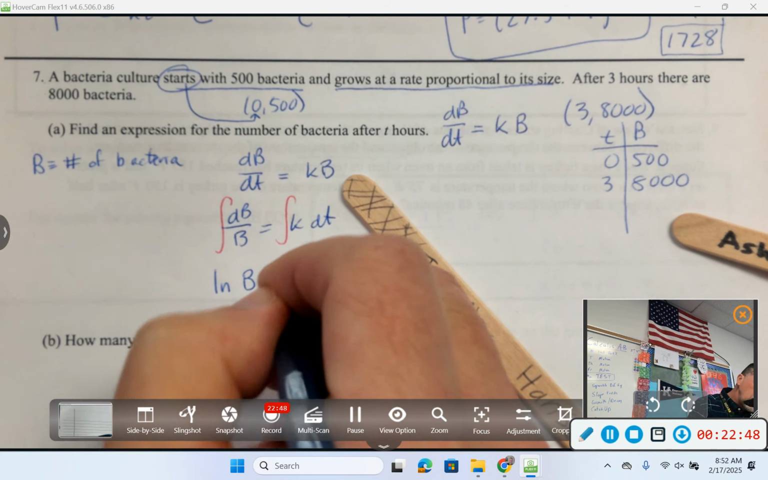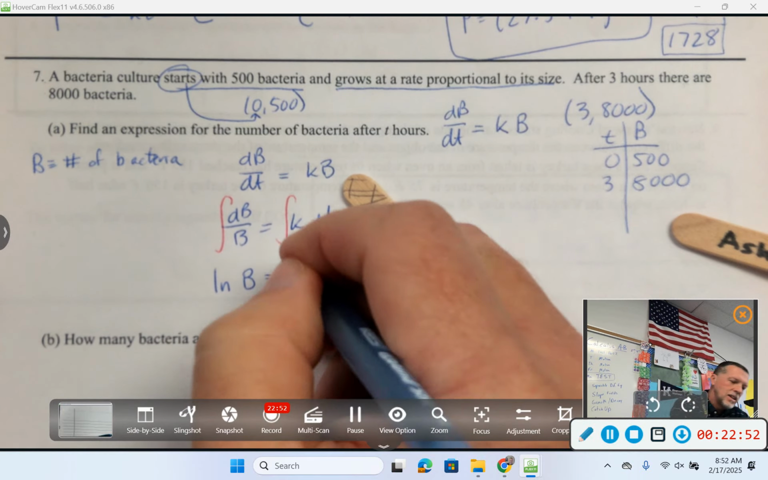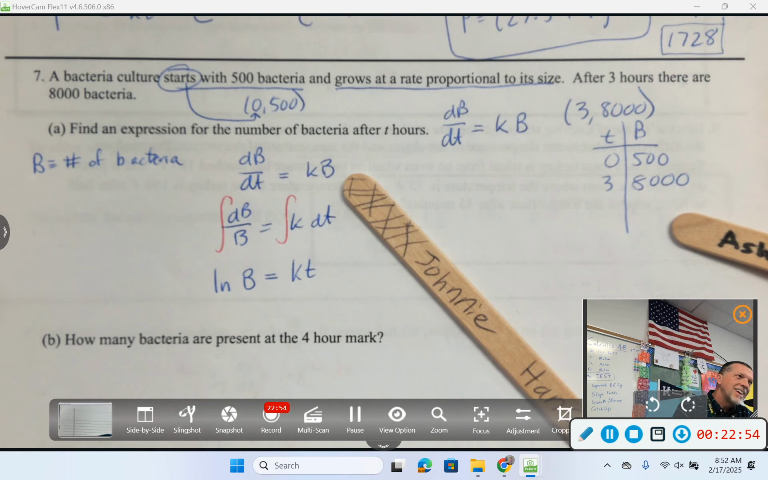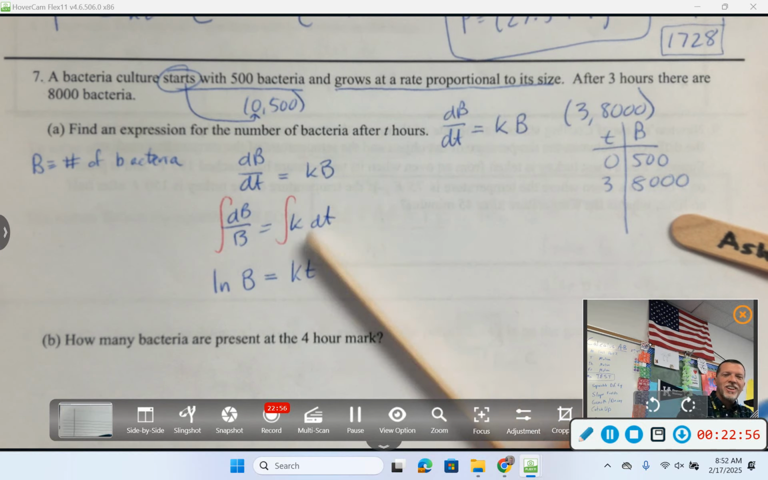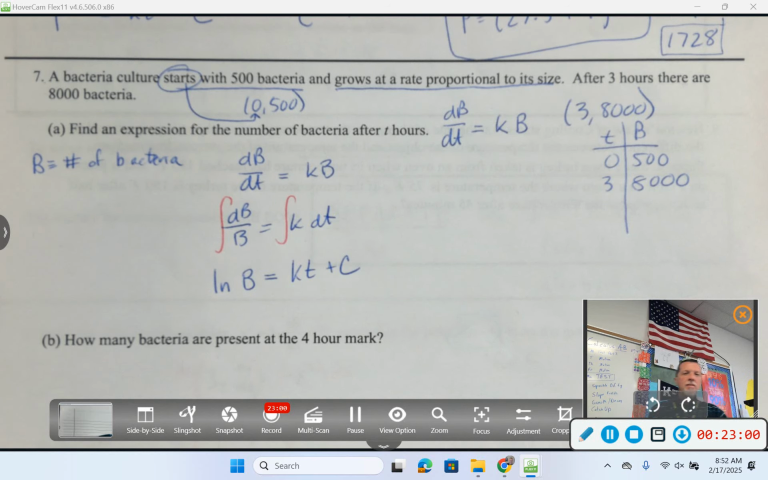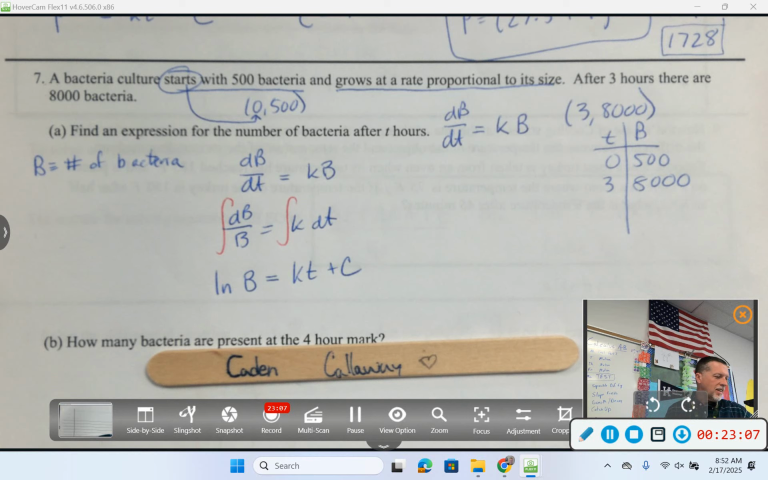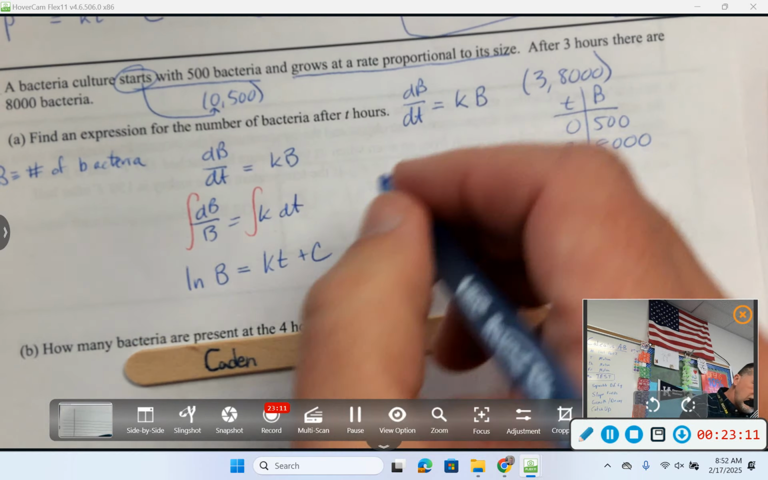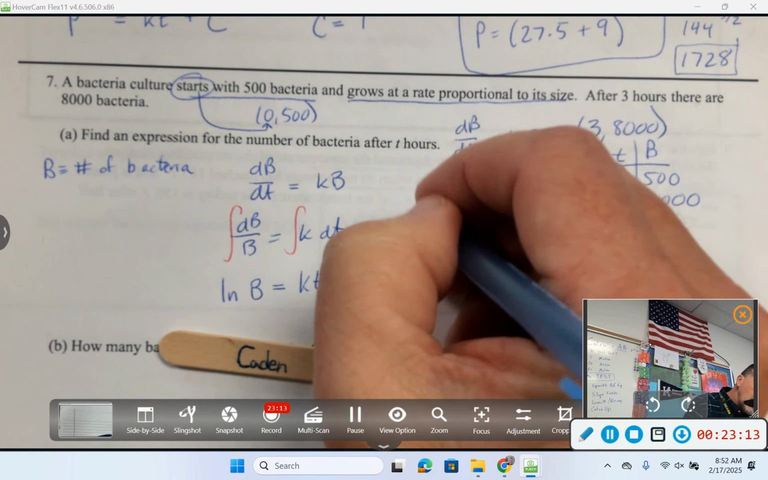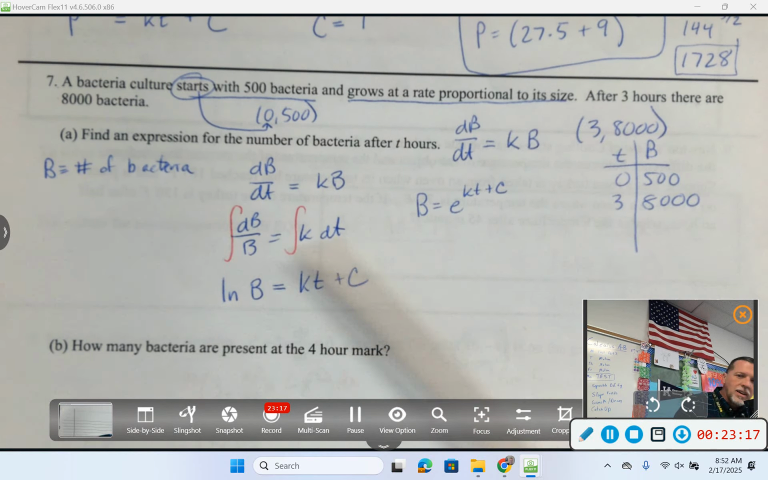So natural log of B equals KT on the other side, plus C. My goal is to get B by itself. So what should I do next? Put e on both sides, so there's e to the KT plus C. So B equals e to the KT plus C.